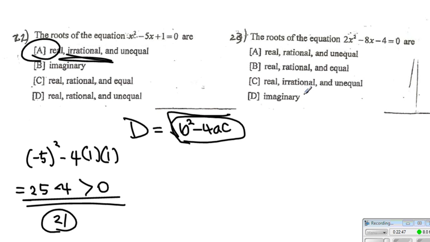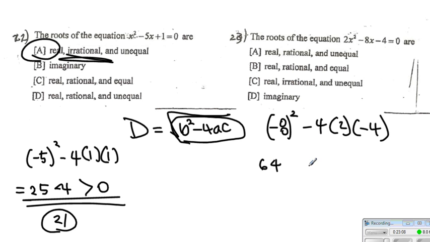Similarly, here b in this case will be -8, minus 4 times a, which is 2, times c, which is -4. That's what we end up getting. This becomes 64, and then plus, because negative becomes positive, plus 32, which we now get to be 96. Now, since this is not a perfect square, but it's positive, we'll end up getting the real numbers right over here.